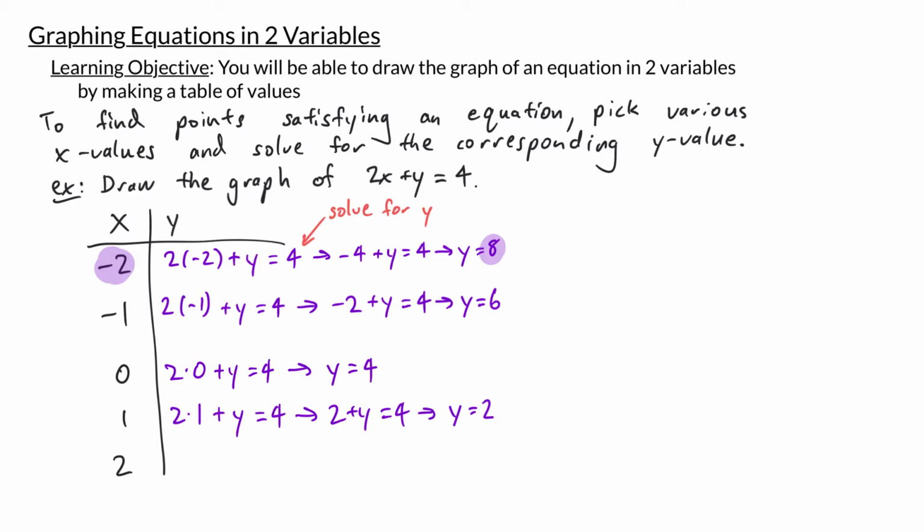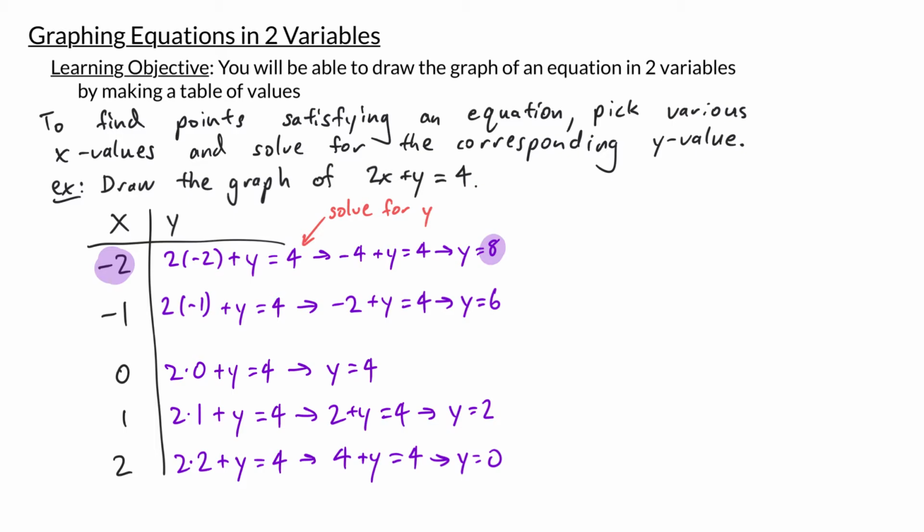Our last x value is x equals 2, so we'll plug in x equals 2 into our equation to get 2 times 2 plus y equals 4, which simplifies to 4 plus y equals 4. Then subtracting 4 from both sides, we get y equals 0. So the point 2, 0 is a point on our graph. Now in general, there are infinitely many points that satisfy the equation. Here, we've only found 5.